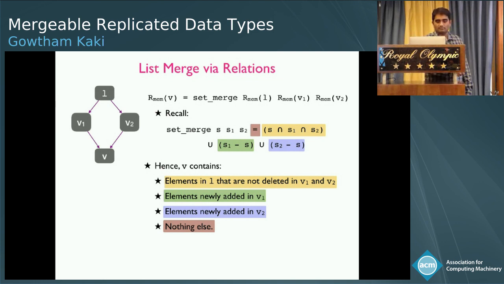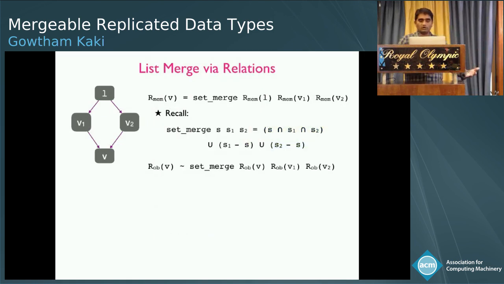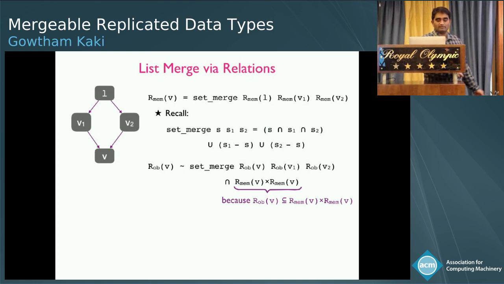But we also have the order merge. Let's try to define a merge over the orders. Order is also a relation, so it can be defined as a set, and we can conceivably use a set merge operation. We start with this naive set merge of the ordering relations of V1 and V2 in the context of the common ancestor L. However, as we mentioned, ROB is not an independent set; the occurs-before relation depends on the membership relation. We need an intersection with RMM V cross RMM V.